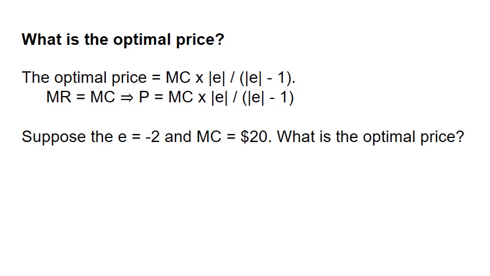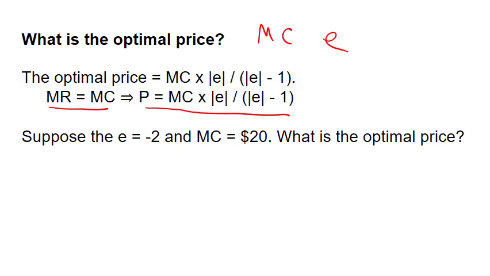The optimal price can be computed with a formula if we know two things: marginal cost and the price elasticity of demand. The formula is marginal cost times the absolute value of elasticity, divided by the difference between the absolute value of elasticity and 1. The notes have a proof. If marginal cost equals marginal revenue, that means that price equals that expression I just described. Let's do an example.